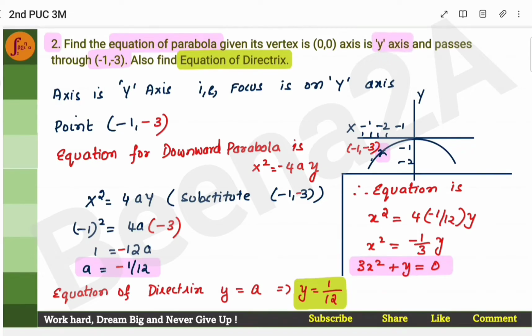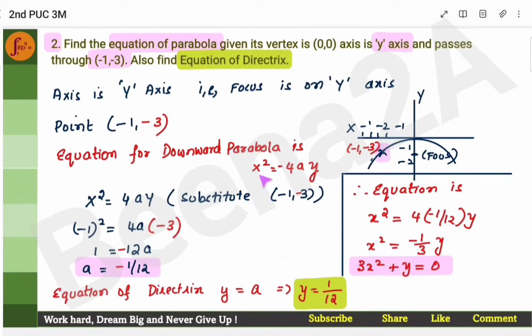They've given the axis as the y-axis. What does it mean when you say the axis is the y-axis? That means the focus is on the y-axis. This is where the focus is, because it's on the y-axis. Now it can't be upwards because the point is negative, so it has to be below, on the negative side of the y-axis. If the focus is here, that means it's a downward parabola, right?